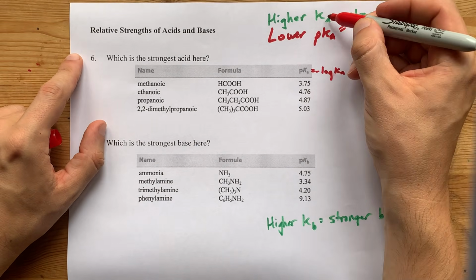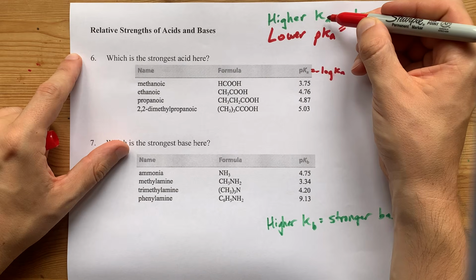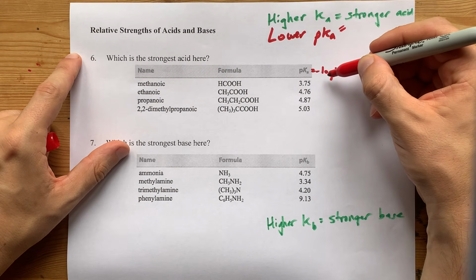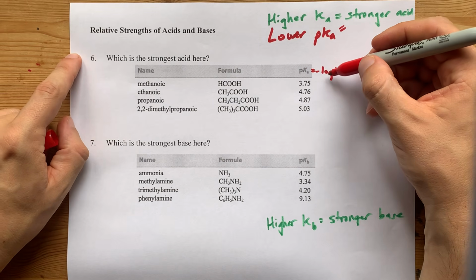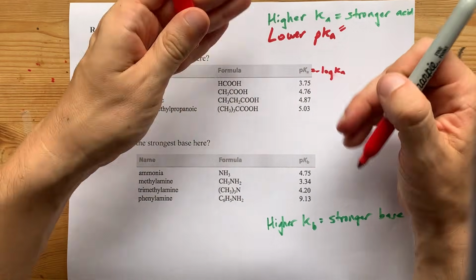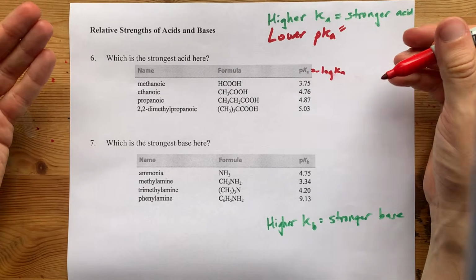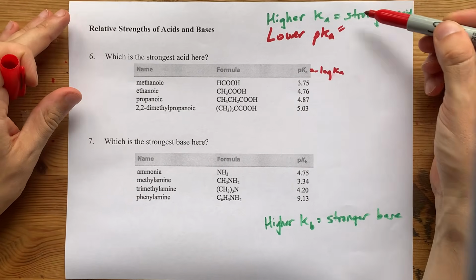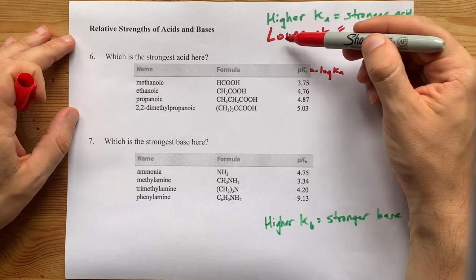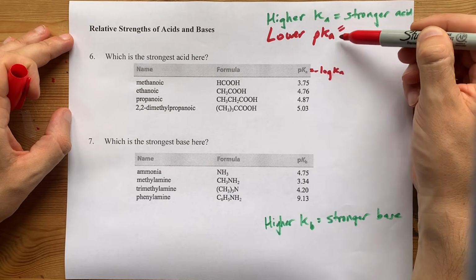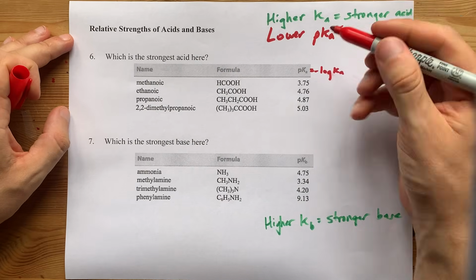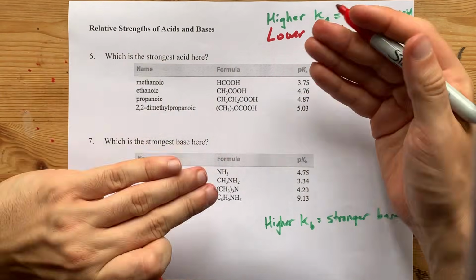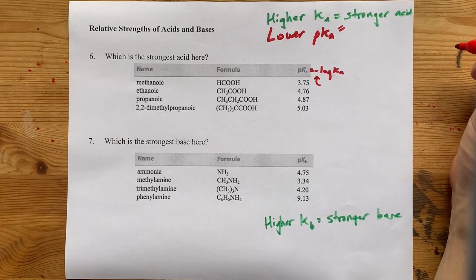The higher the Ka is, taking the log of it, it doesn't affect the order. Like it's monotonic. I don't want to confuse you with the math. A higher Ka gives you a stronger acid, and a lower pKa also corresponds to a stronger acid. It's simply because of this negative here. You're flipping the difference between higher and lower, okay?